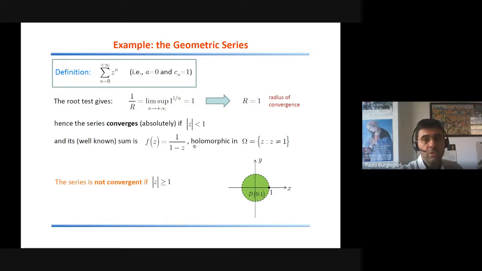It's the rational function 1 divided by 1 minus z, which is an example of a holomorphic function inside the unit circle of the complex plane. This is holomorphic in the interior of the circle, and actually it is holomorphic everywhere with the exception of the point where z is equal to 1, which is the 0 of the denominator. Note that the geometric series is not convergent outside this circle, so outside the green area, even though its sum is a holomorphic function also outside the circle.